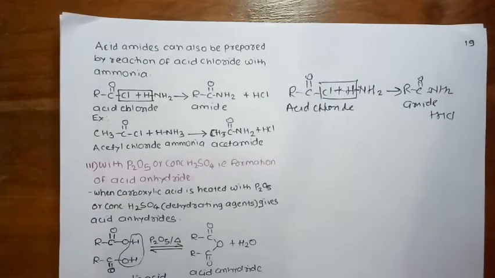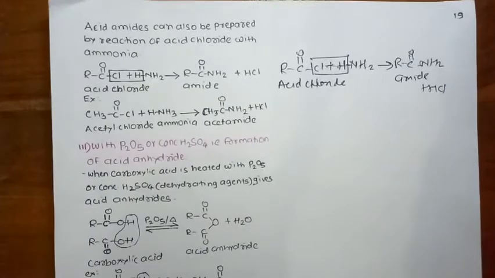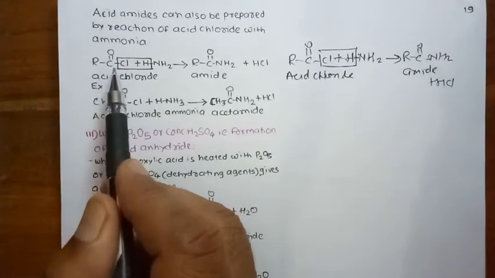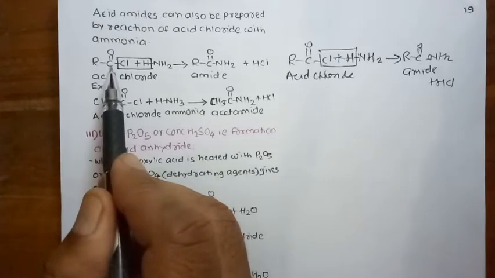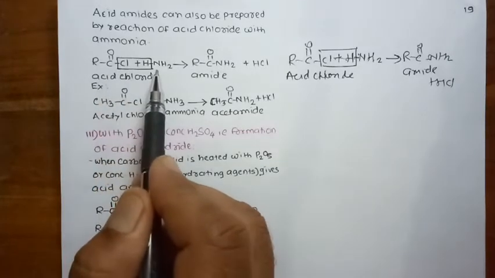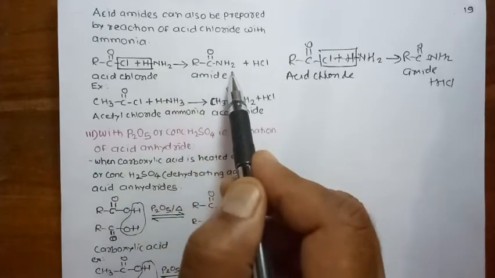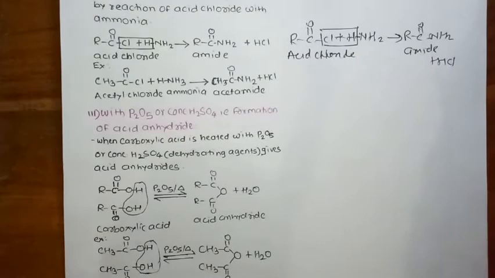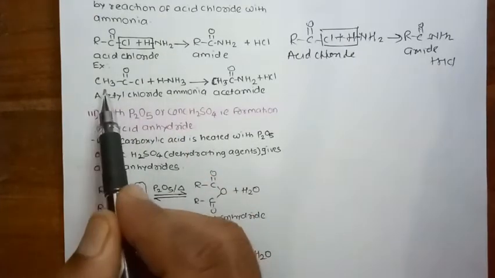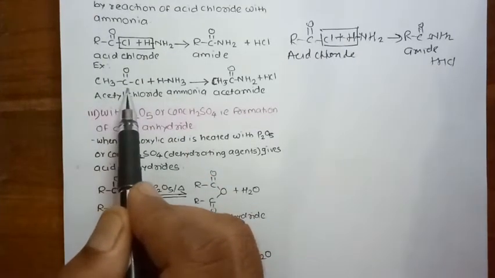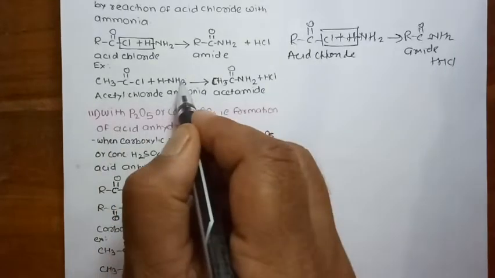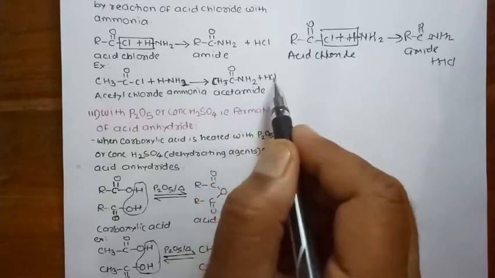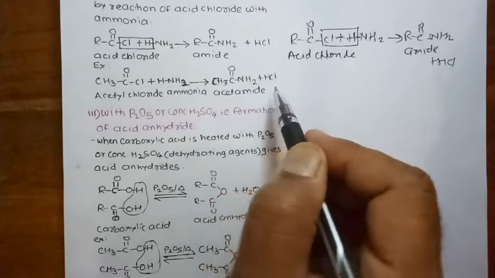In this way, by using acid chlorides instead of carboxylic acid, we can prepare amides, or convert acid chlorides into amides by doing the reaction with ammonia. Here I have taken acetyl chloride, CH3COCl, plus NH3, and there is a formation of CH3 C double bond O NH2 plus HCl. It is acetamide.